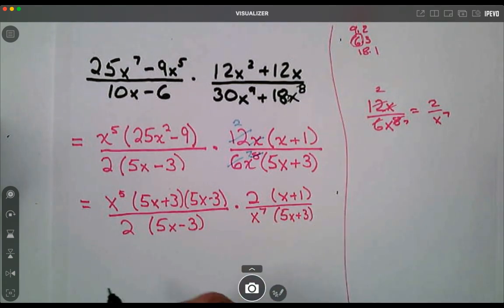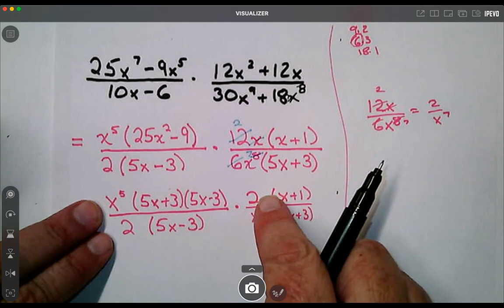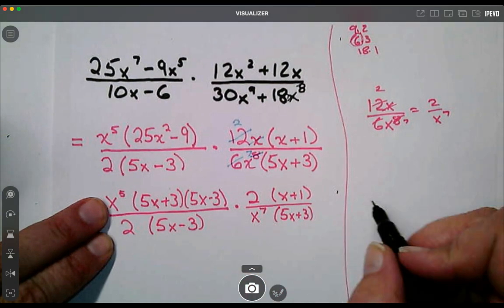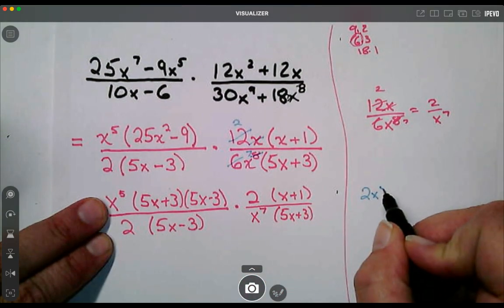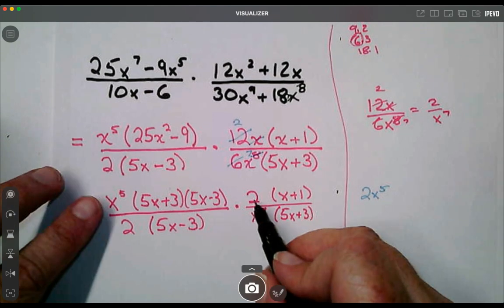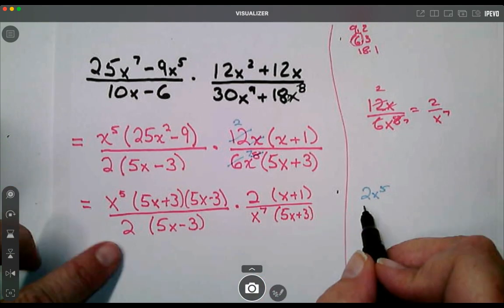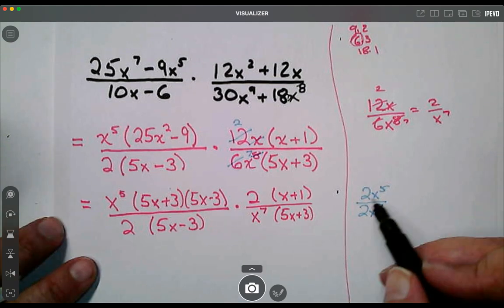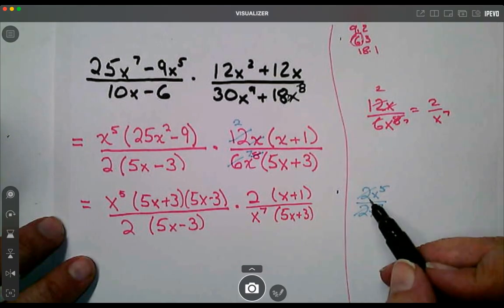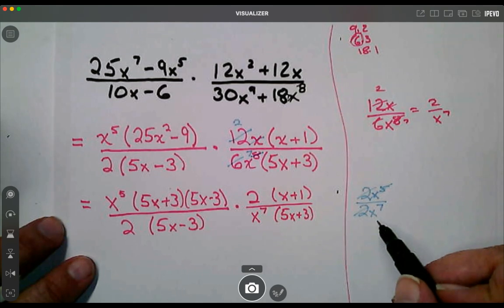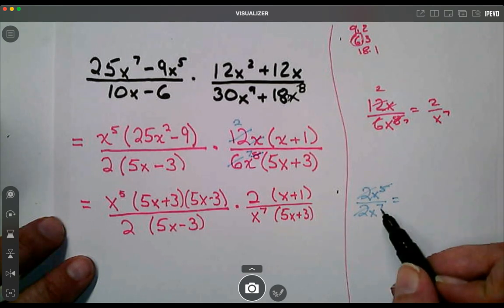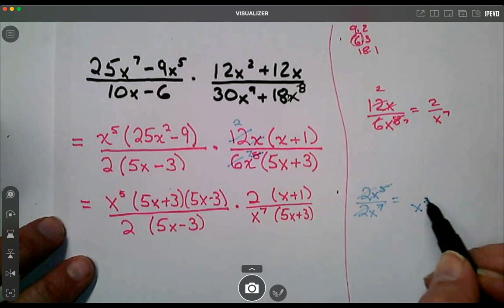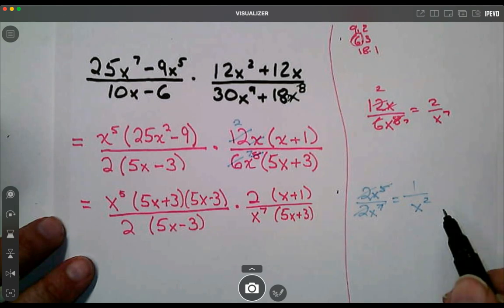I look at the monomials first. Now you could do this as side work. I could say, what if I had something that was 2x to the power 5? These aren't added or subtracted, they're just multiplied. And then on the bottom, I had 2x to the power 7. The 2's would cancel. The x to the 5th would get canceled out, and all I would be left with is x to the power 2 on the bottom.